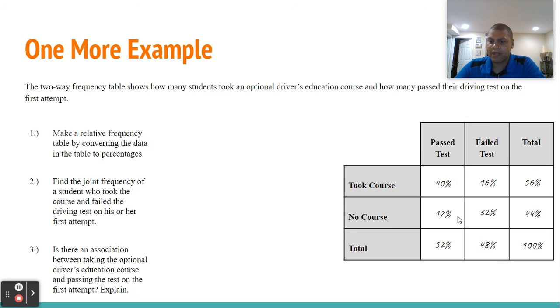So you've got a little bit of information here. You can interpret it to say, yeah, if you take the course, you're much more likely to pass the test. If you don't take the course, you're much more likely to fail the test. That's it. It just wants you to kind of do the explanation. There's no like one concrete right answer. Look at the data and make your assessment of it based on what they're asking you to look for.